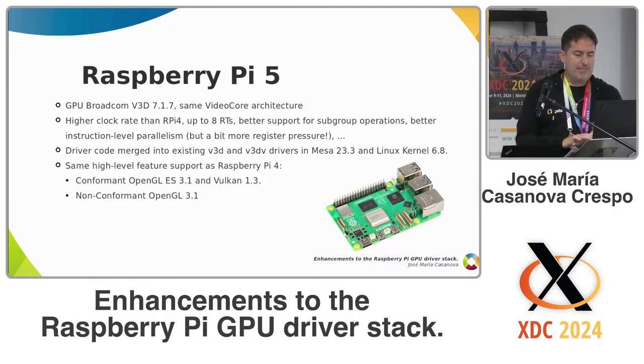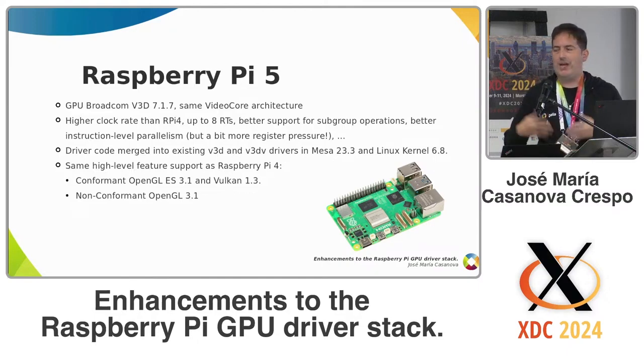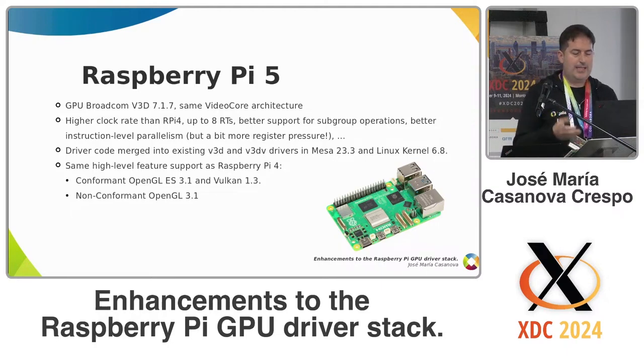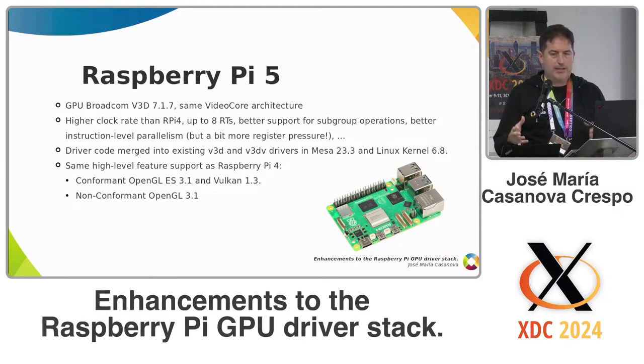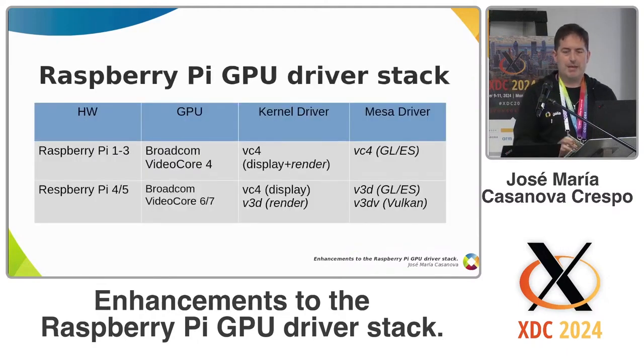And at that time, when the hardware was on the market and people could buy it, the drivers in kernel space and user space were already created, with the merge requests landed at the end of last year. The API support is conformant for OpenGL 3.1, and at that moment Vulkan 1.2, and nowadays Vulkan 1.3. And we enabled at that time support for OpenGL 3.1, but it's not conformant because of some missing features.